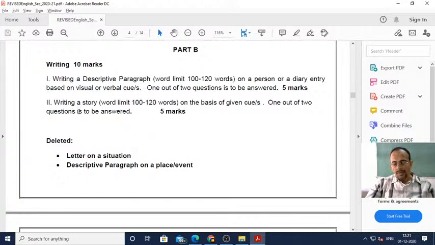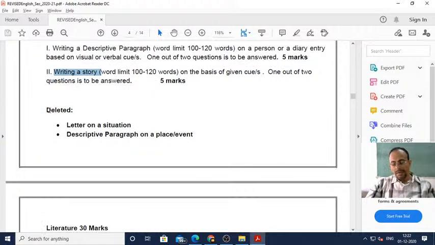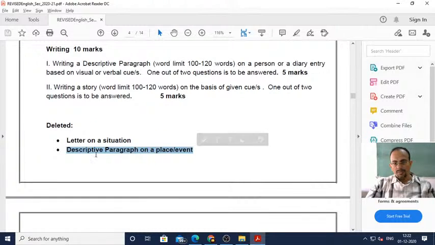Okay, so what is your topic for writing skill? Number 1 is paragraph writing, number 2 is diary writing, and number 3 is story writing. These three topics you've got to study. Okay, which topics are deleted? Deleted topics are letter on a situation, descriptive paragraph on a place or event. Okay, descriptive paragraph on a place or event has been deleted.